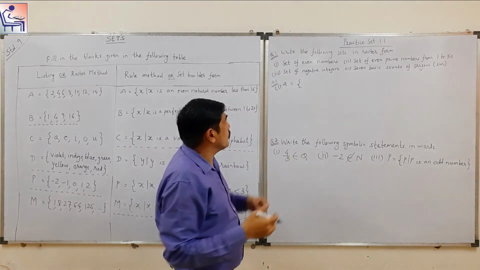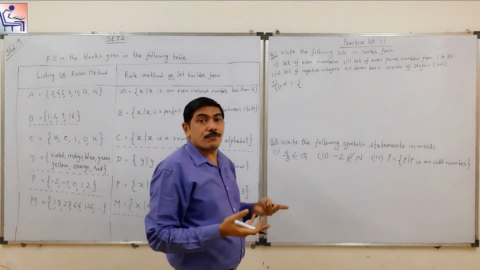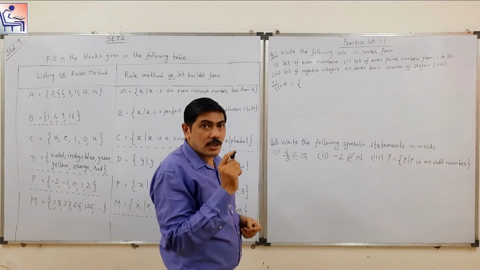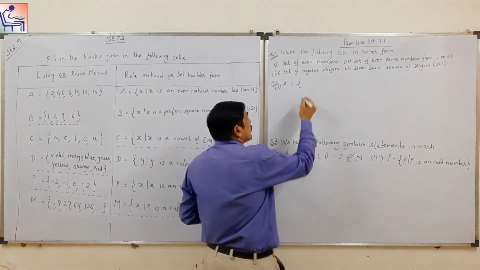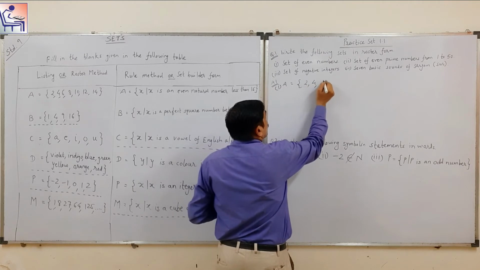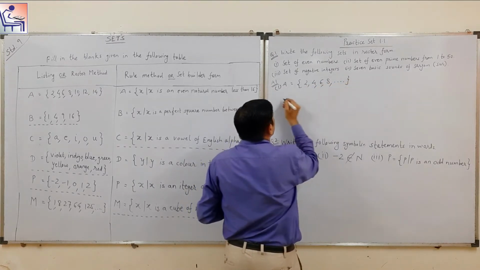But it will continue as it is given set of even numbers. It is not given that up till from where to where. So we have to continue it. Here I will write 2, 4, 6, 8 and so on.